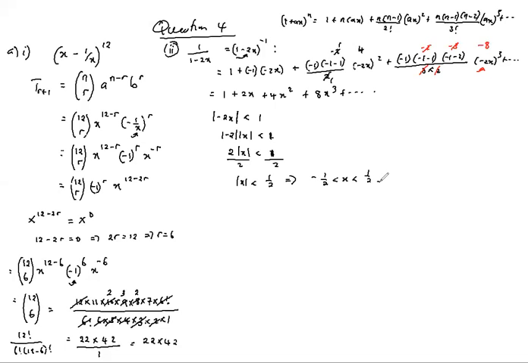From there, we have answered that part. Then we are told, using part 2, find the approximate value of 1 over 0.98, giving your answer correct to 5 decimal places.